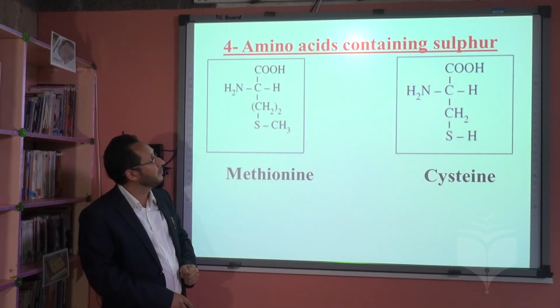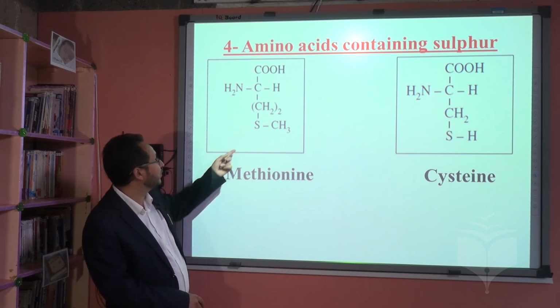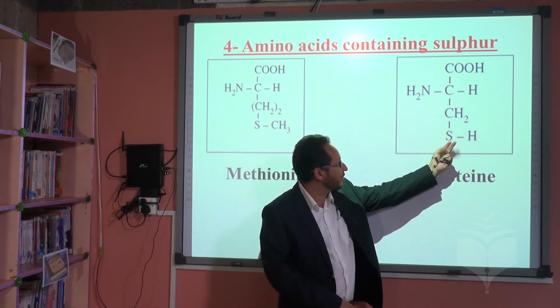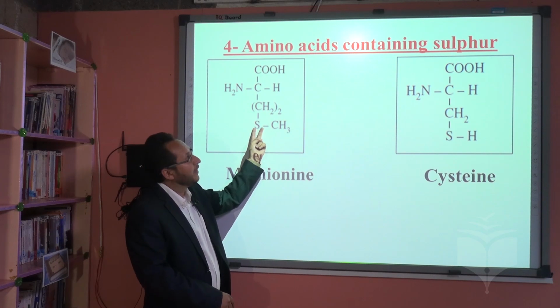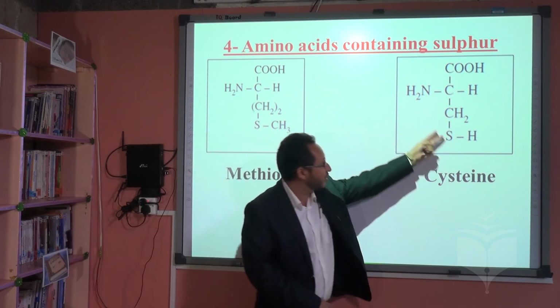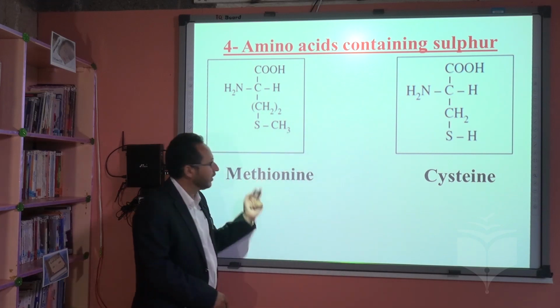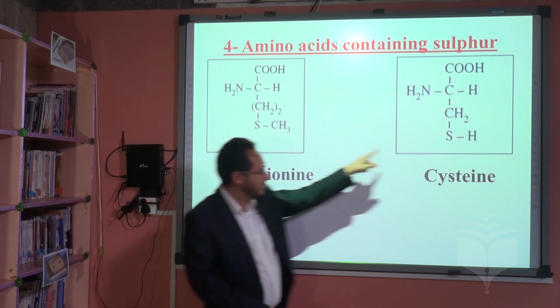Now the fourth type, amino acids containing sulfur. We have two types here. If we have this one, we call it the thiol group, SH, or the sulfide group, this is S. In the first one, we have CH2SH, so we call it cysteine. Here we call it methionine. All of them contain this S, which is sulfur.